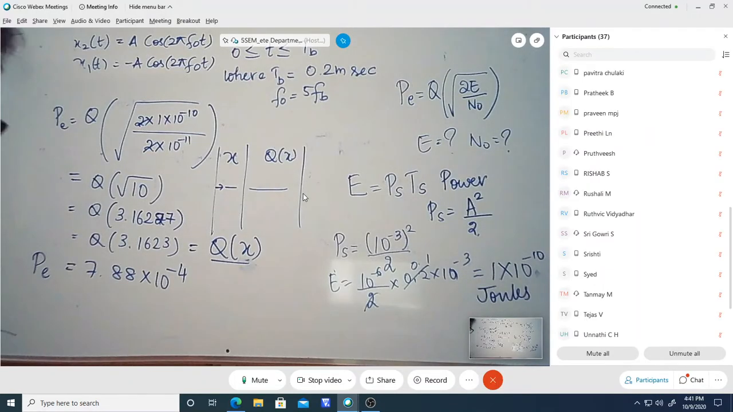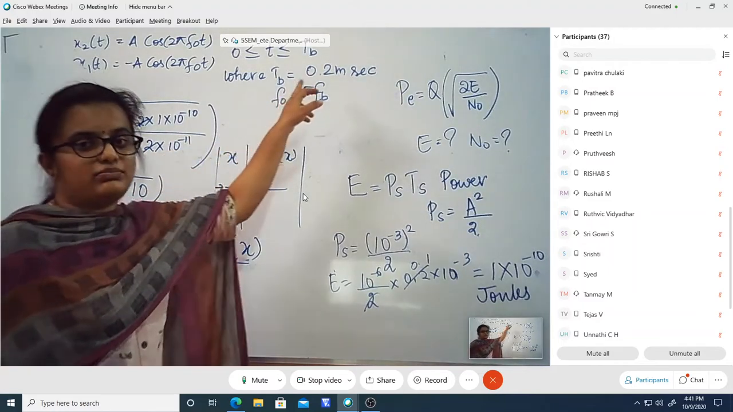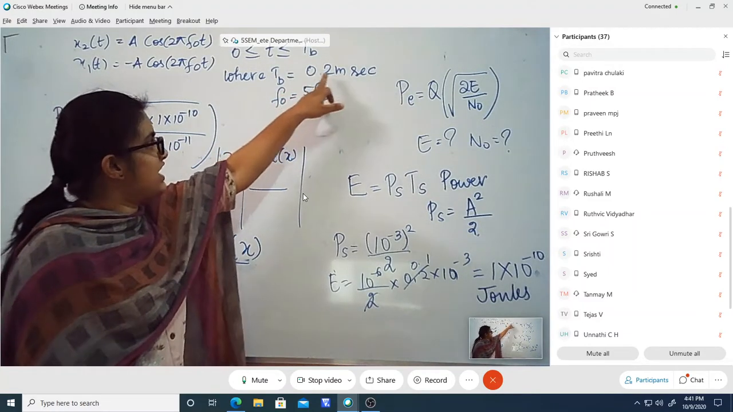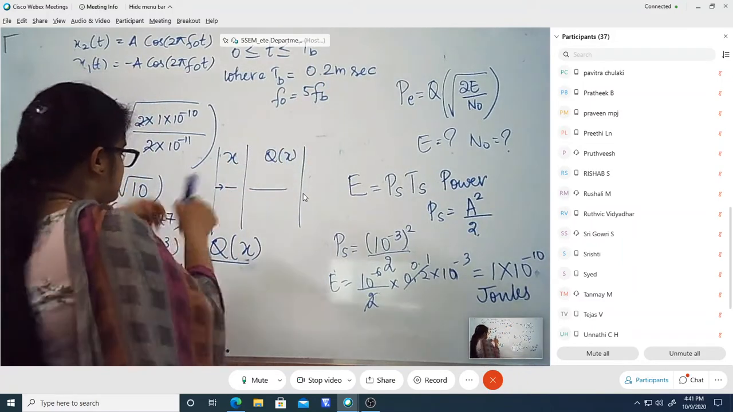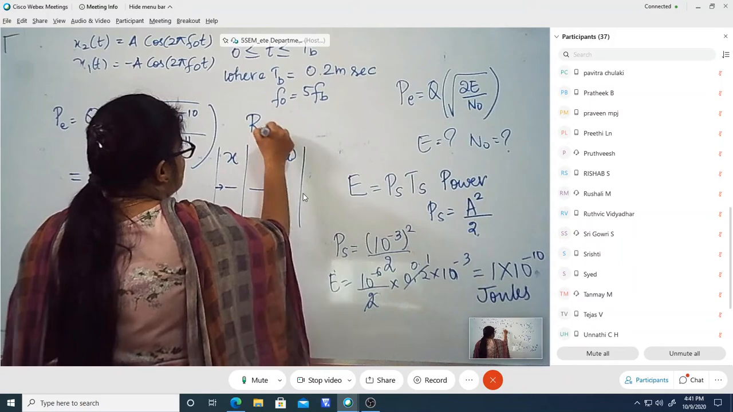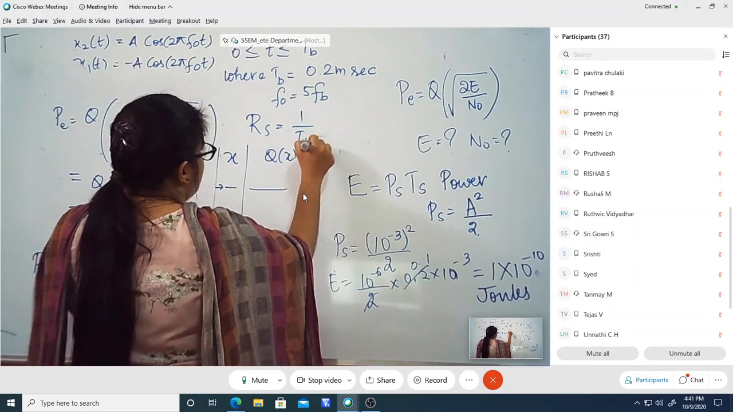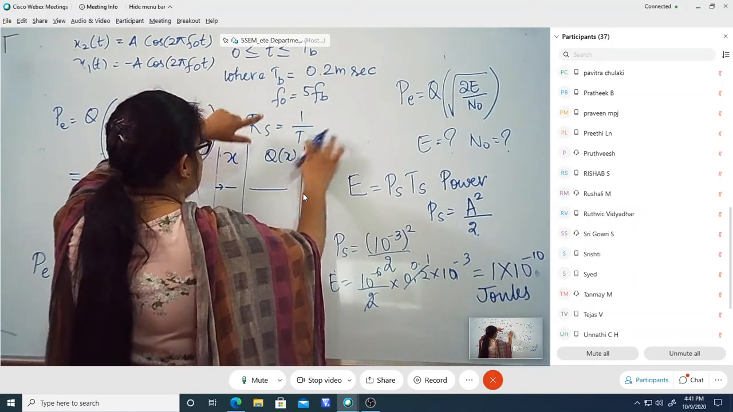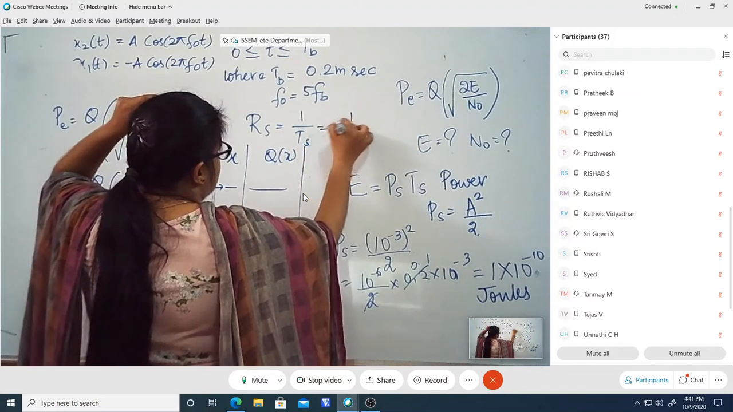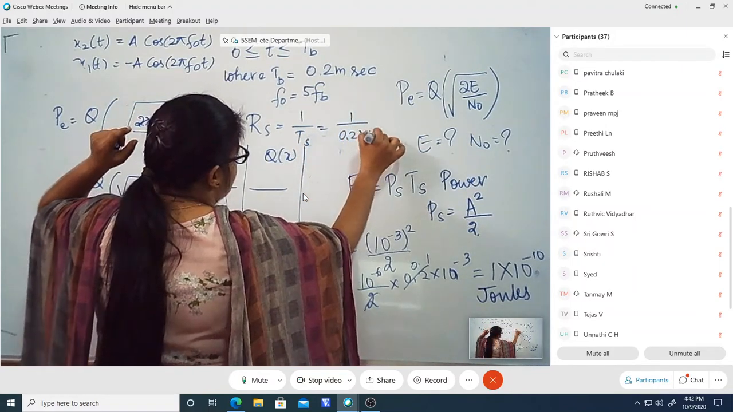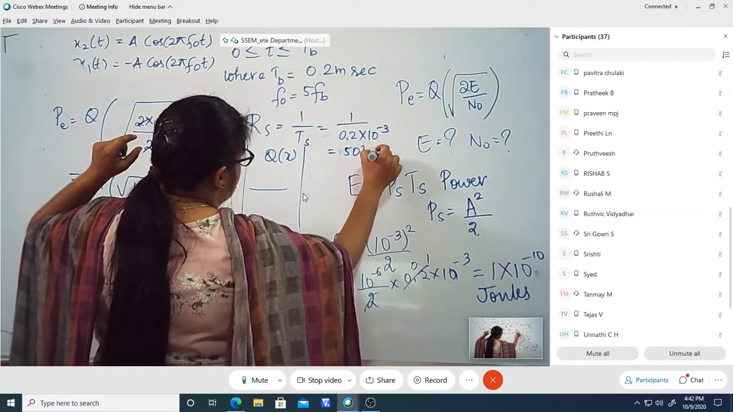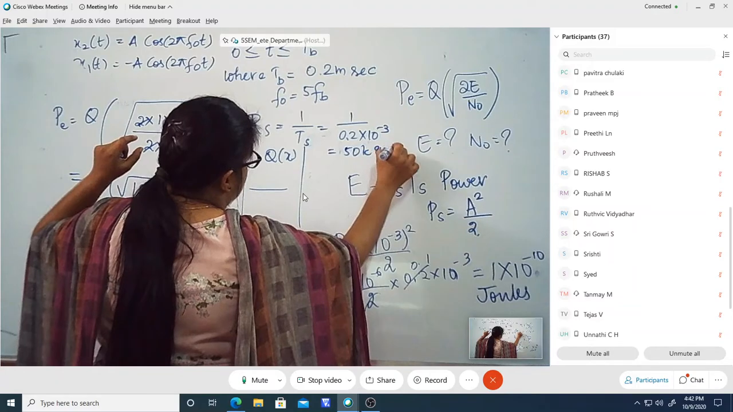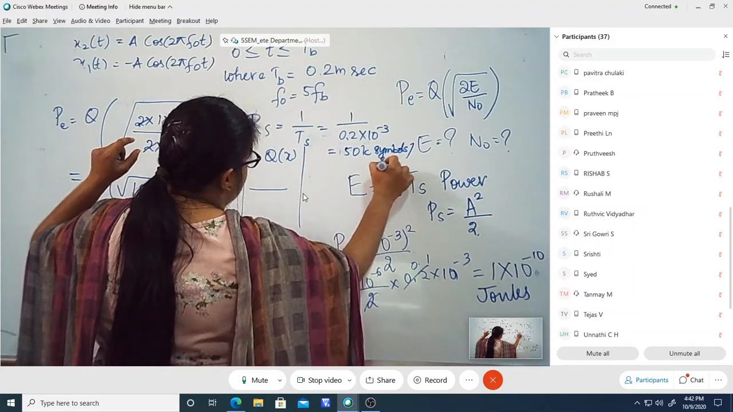What this means is, whenever I am transmitting the BPSK symbols within the time duration of 0.2 millisecond, what will be the symbol rate? The symbol rate is given by 1 by TB or 1 by TS. Here TB and TS are both the same. It is 1 over 0.2 milli, so it is almost equal to 50 kilo symbols per second.